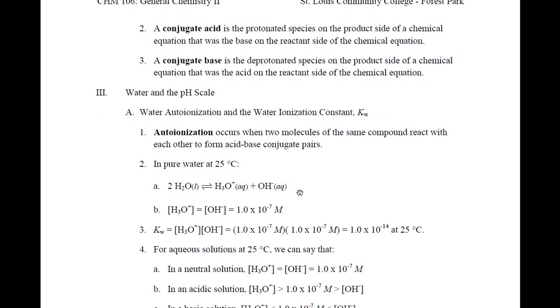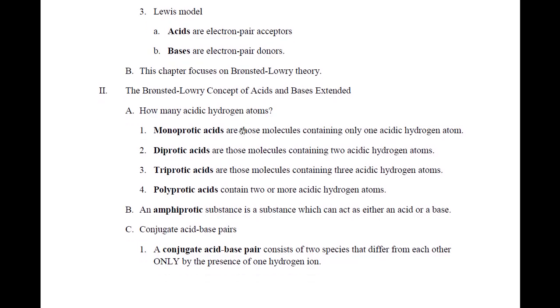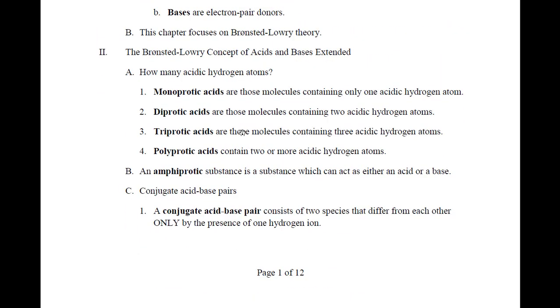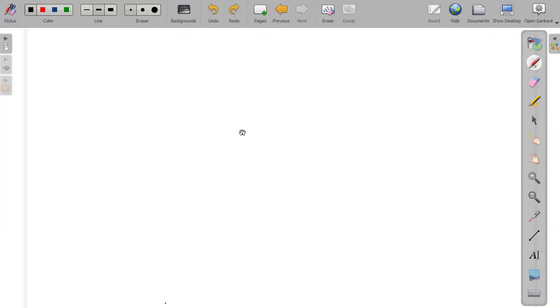What we can say then is that a conjugate acid is the protonated species on the product side of a chemical equation that was originally the base on the reactant side. A conjugate base is the deprotonated species on the product side that originally was the acid on the reactant side. So using Bronsted-Lowry terminology for acid, base, and conjugate pairs, let's look at the lecture problems for this and solve a couple of things here.